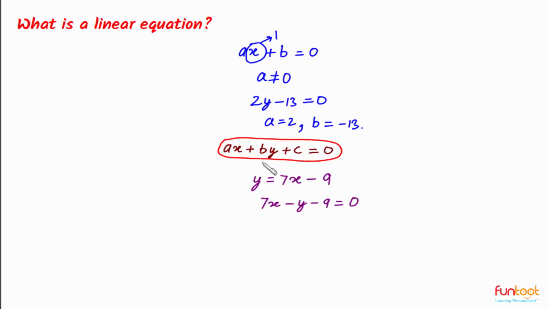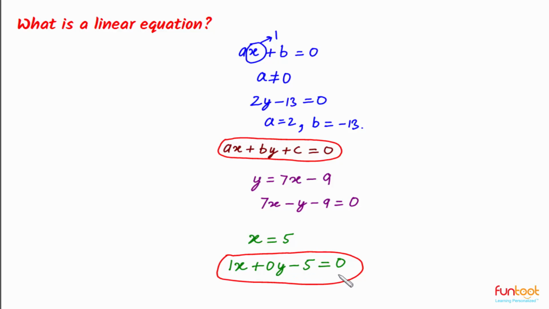Important point to remember here is that in the standard or general form, both a and b cannot be equal to 0 at the same time. Now the question arises that whether x is equal to 5 can be represented as a linear equation in two variables or not? Well, of course it can be. For x is equal to 5, we can write this as 1x plus 0y minus 5 equal to 0. So we have expressed here x is equal to 5 in the standard form, where a is equal to 1 and b is equal to 0.